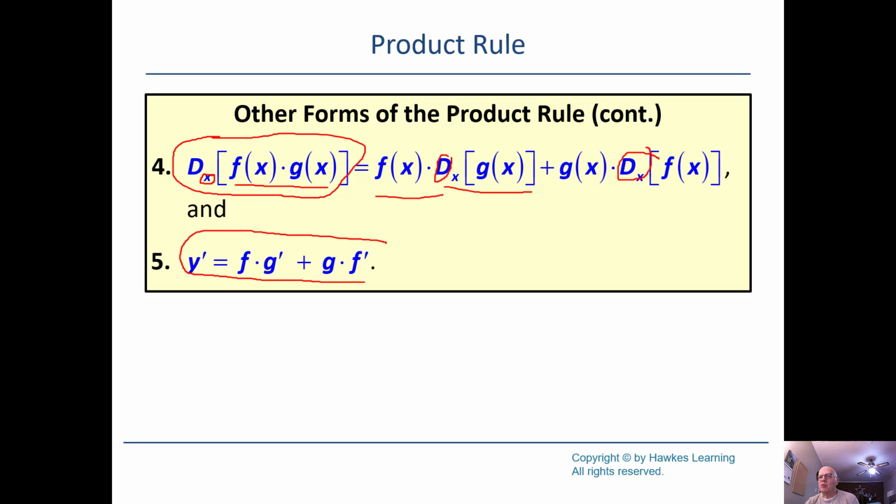I like this one. Short and sweet. The only thing I would do myself is I would probably put both the f's first and the g's second, but that's a personal preference. You pick whichever one you like and you stick with it.